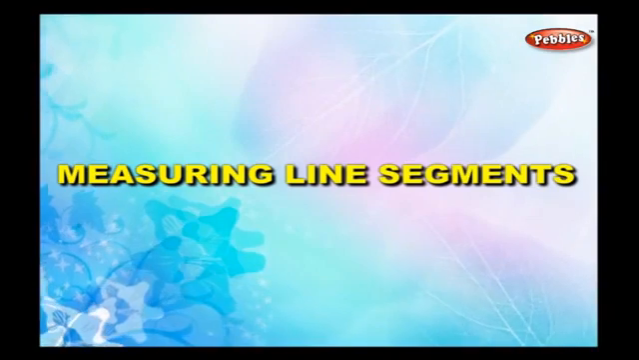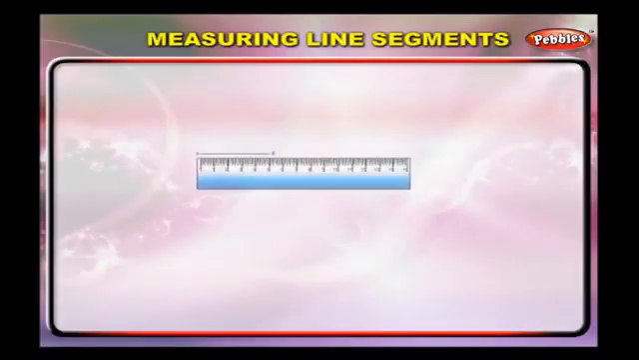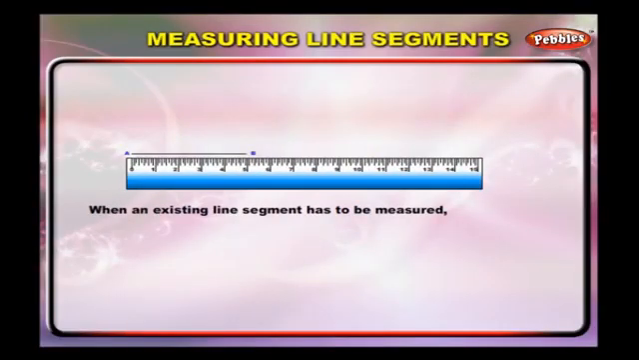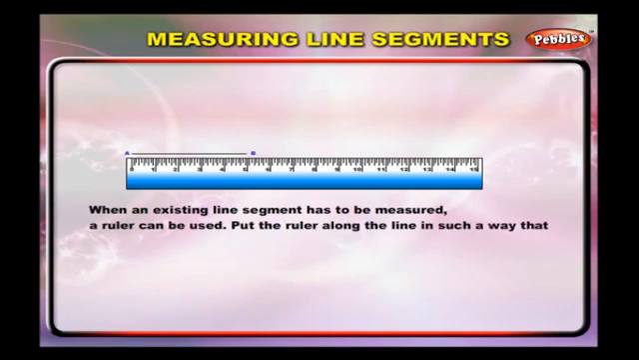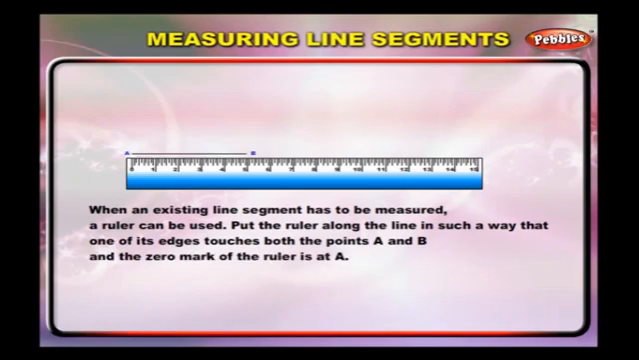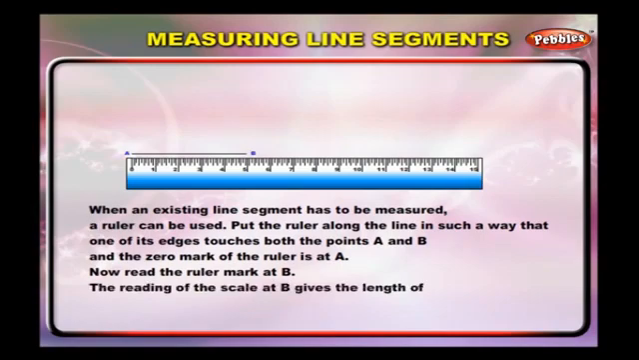Measuring line segments. When an existing line segment has to be measured, a ruler can be used. Put the ruler along the line in such a way that one of its edges touches both the points A and B, and the zero mark of the ruler is at A. Now read the ruler mark at B. The reading of the scale at B gives the length of the line segment AB in centimeters. Here it reads 5 centimeters.